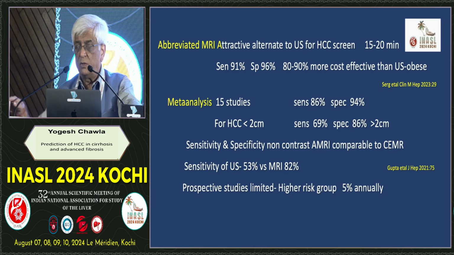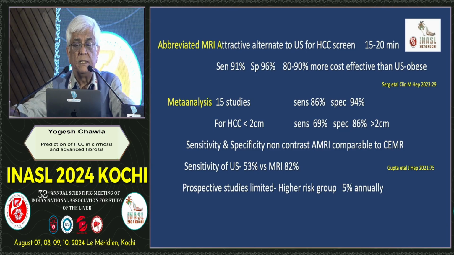Something which is not to be missed is the abbreviated MRI, and this is considered to be a very attractive alternative to ultrasound for HCC screening. It can be done in 15 to 20 minutes, being extensively used in the West, where the cost of an ultrasound and an abbreviated MRI is almost similar. It has a sensitivity of 91%, specificity of 96%, and meta-analysis has shown that it is an excellent tool for picking up early HCC.